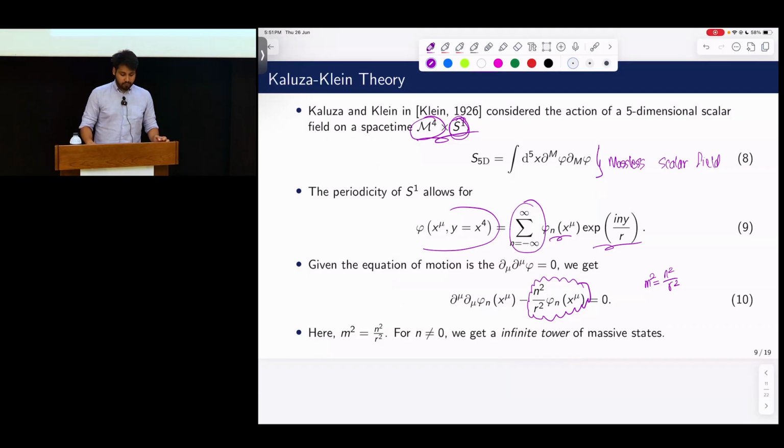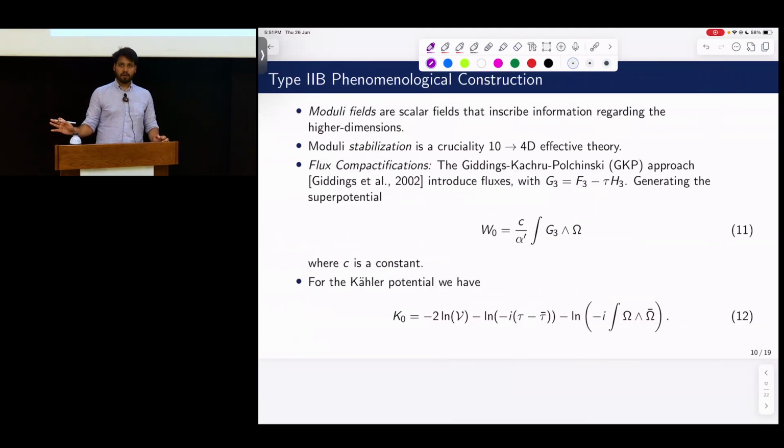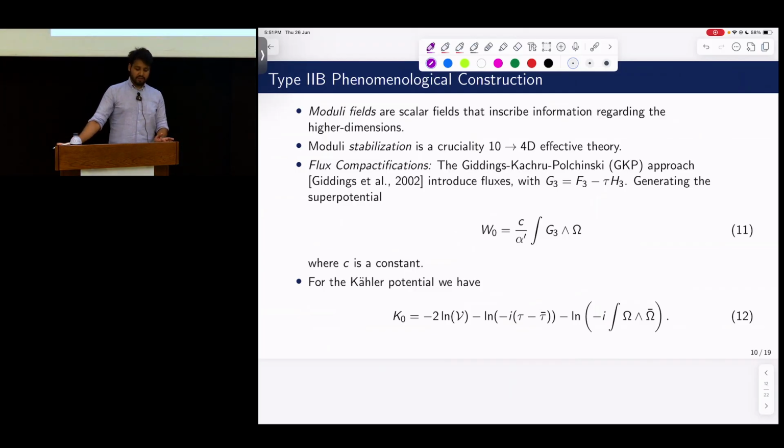All right, moving on. Let's work with our phenomenological construction to get our inflation in the first place. I'll just give you a couple of keywords that are going to be important in the coming slides. We have moduli fields that are effectively scalar fields that inscribe information regarding these higher dimensions, okay? And there's a requirement of moduli stabilization, we need these moduli to be effectively at some kind of minima to have an effective 10 to 4D theory, effectively going from 10 dimensions to 4 dimensions. And a very important work, from metric deformations of the Calabi-Yau, you get, for the Kähler potential, these 3 effective terms, right?